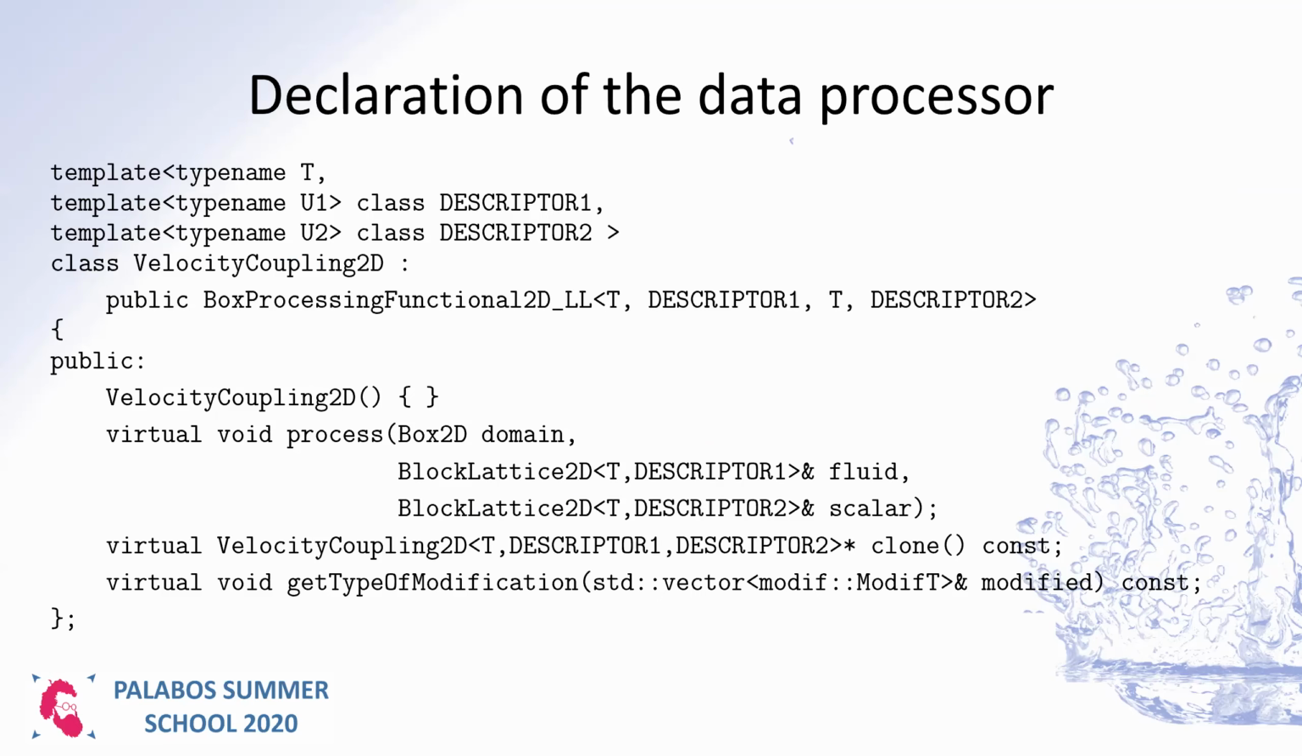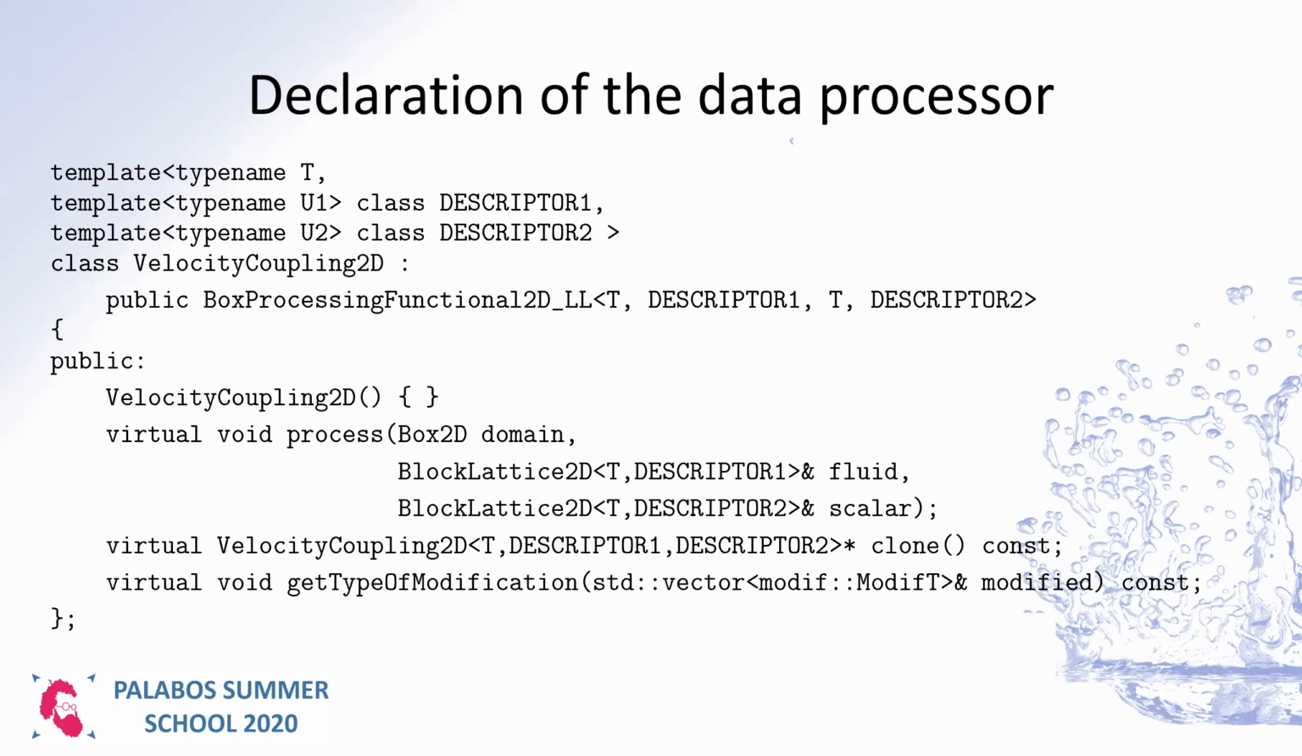So I'm now switching to 2D because the exercise is going to be 2D. This is the declaration of the data processor of this exercise, the exact code. This is how it looks like. This is again a template, okay, like everything in Palabos which is generic.